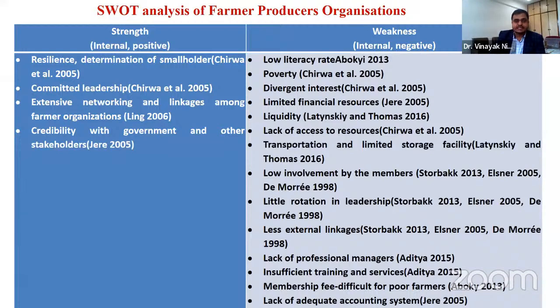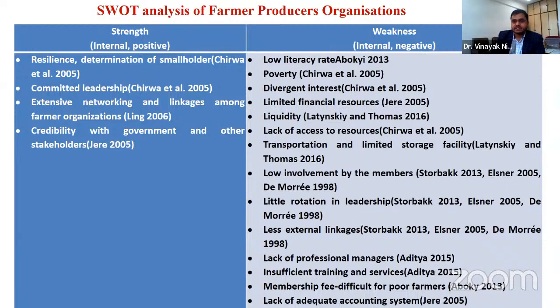In the Indian context, the strength of FPOs is the resilience and determination of smallholders. There is committed leadership also. In most successful FPOs, you can find 1 or 2 persons who are good leaders. They are able to make linkages with others. They visit different places and build market linkage, extension linkage, research linkage, and all types of linkage. Successful FPOs have good leaders. There are linkages among these FPOs also, and credibility with government as well as consumers.